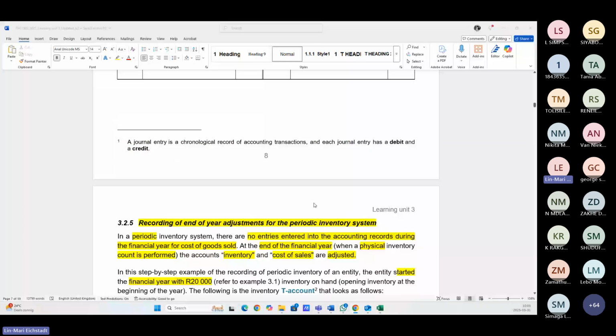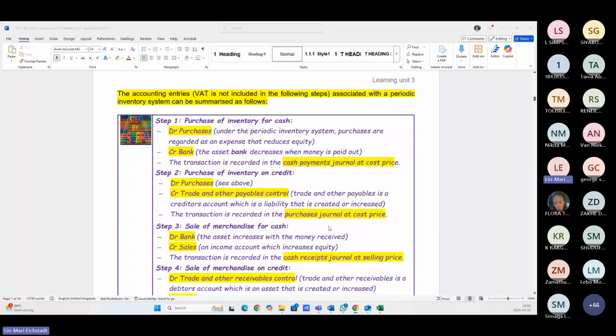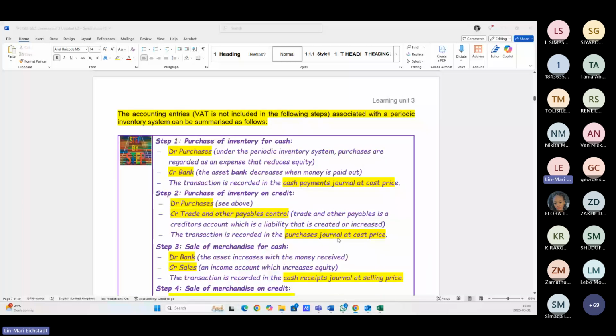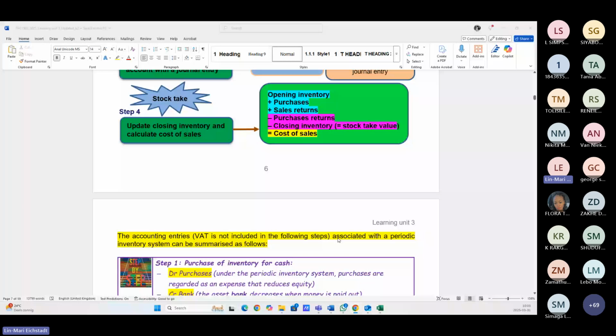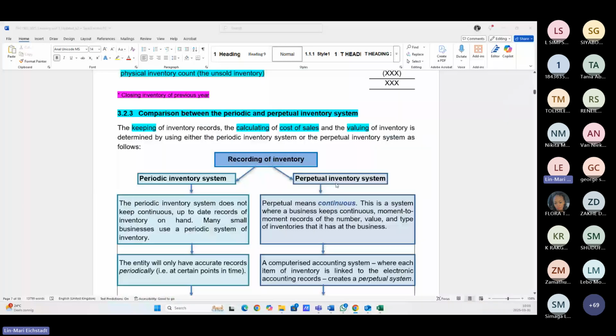Our main discussions, just as a recap for those that couldn't join the previous session, Antonetta kindly makes the recordings available and there are announcements on the main site for that. But the main things we started with in the previous session was basically the comparison between the two inventory systems. What I'm sharing is literally just learning unit 3 of your study guide. It's not additional slides or a PowerPoint presentation, so you could follow along in your study guide.